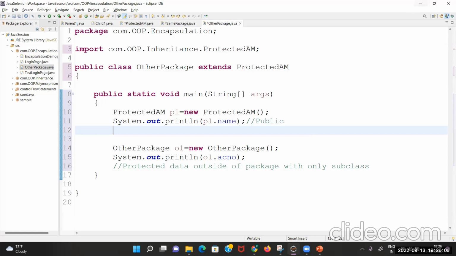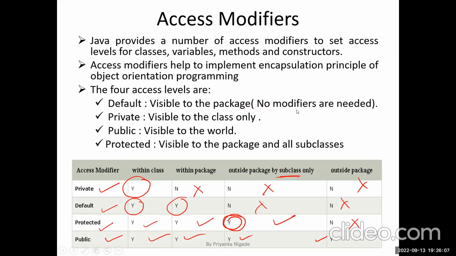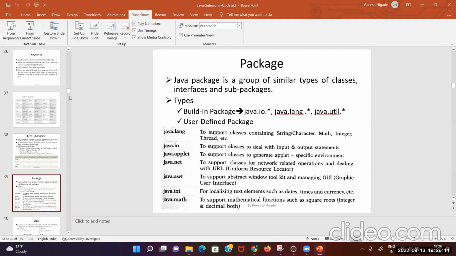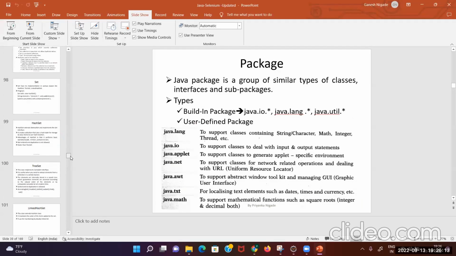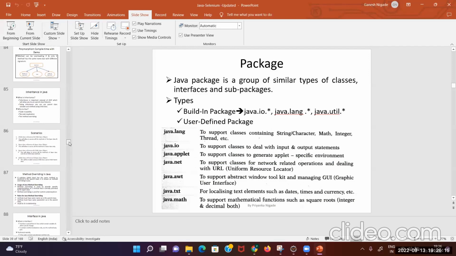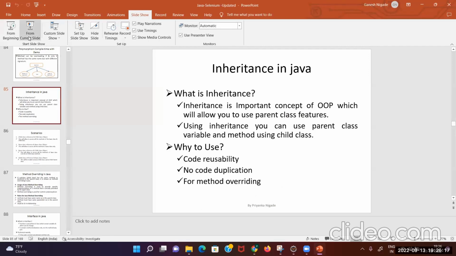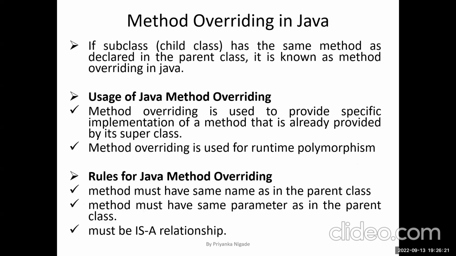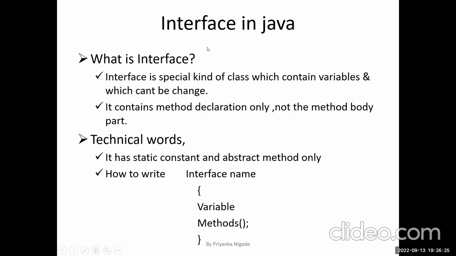Now, today I'm going to start with one more topic. Let me just show you. I'm going to start with the last principle, that is all about data abstraction. We have covered these many topics: inheritance, some scenarios. Method overriding we have also completed. And today I'm going to start with data abstraction.